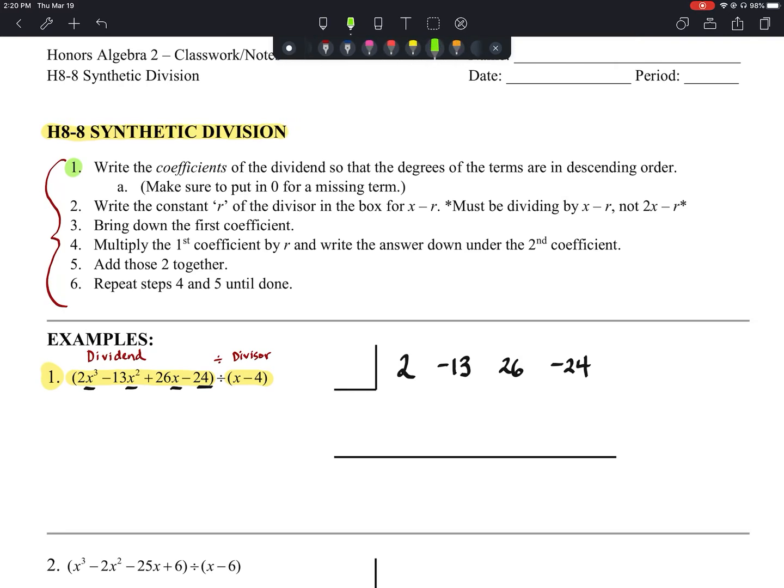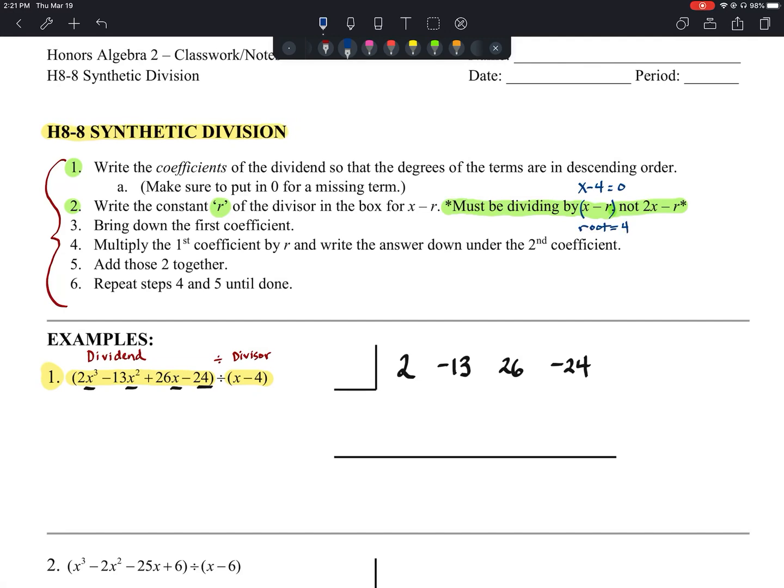Now we're going to go into the second step. It says, write the constant r of the divisor in the box for x minus r. You must be dividing by an expression in the form x minus r, not something like 2x minus r. Here we have x minus 4. We use r because if we set x minus r, the factor, equal to 0 and solved it, the root would be equal to 4.